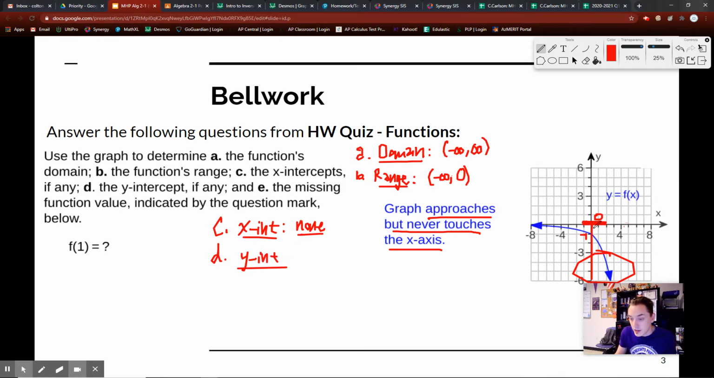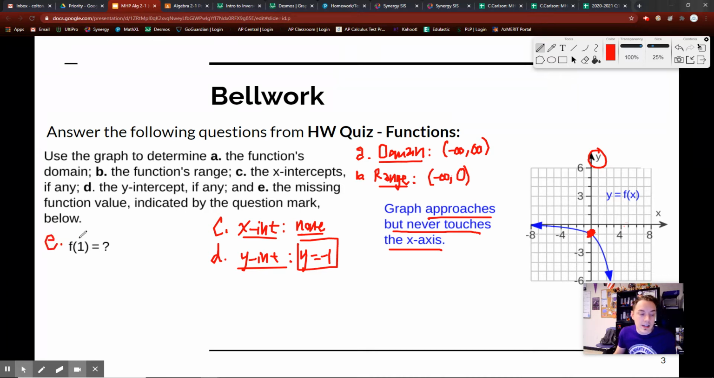Okay. And then for D, any y-intercepts, there is one y-intercept right here. So let me erase this. There is one y-intercept. It crosses my y-axis at -1. So this point right here, that point is y equals -1. Okay? Sweet.